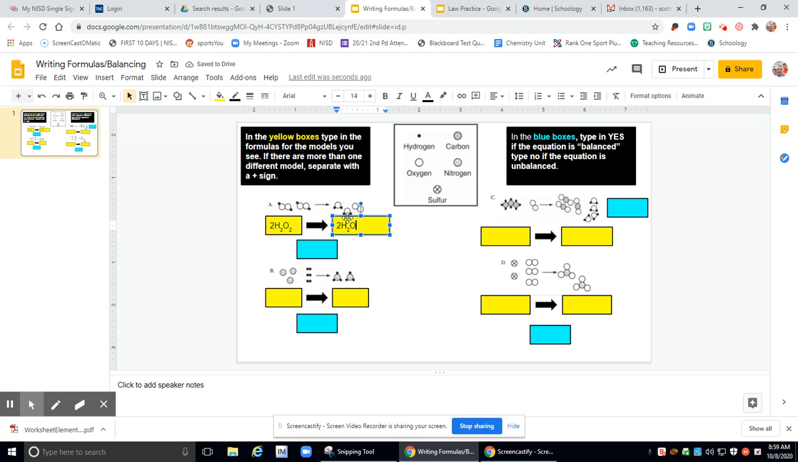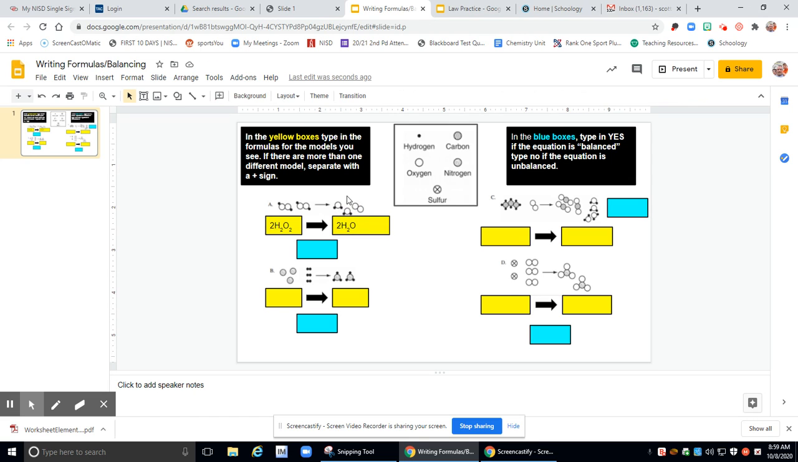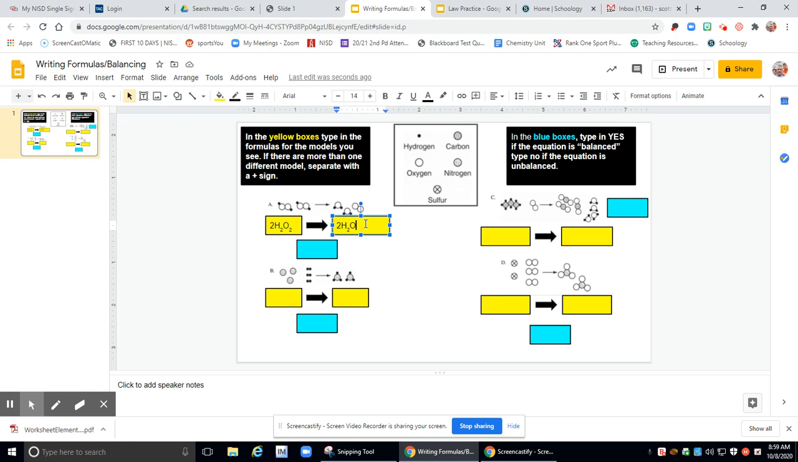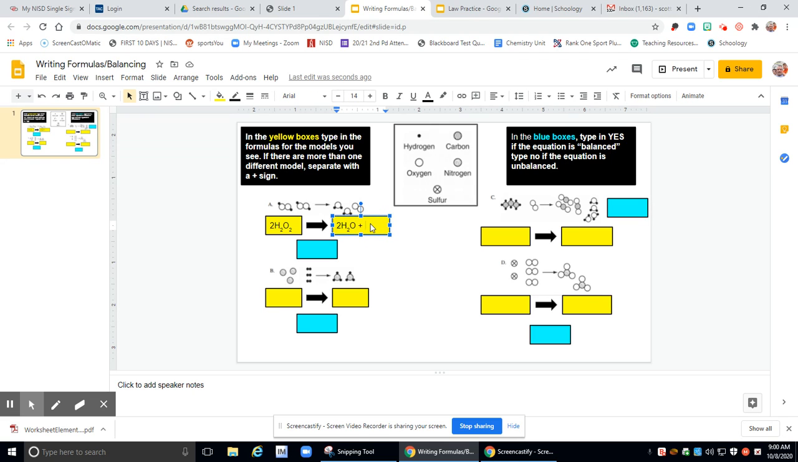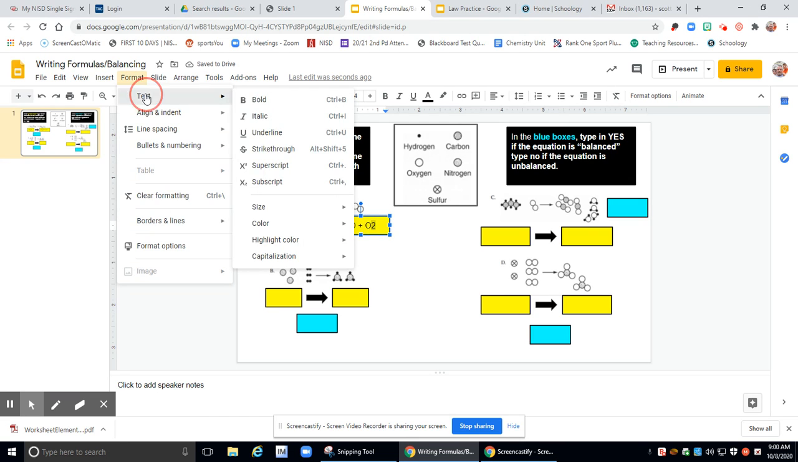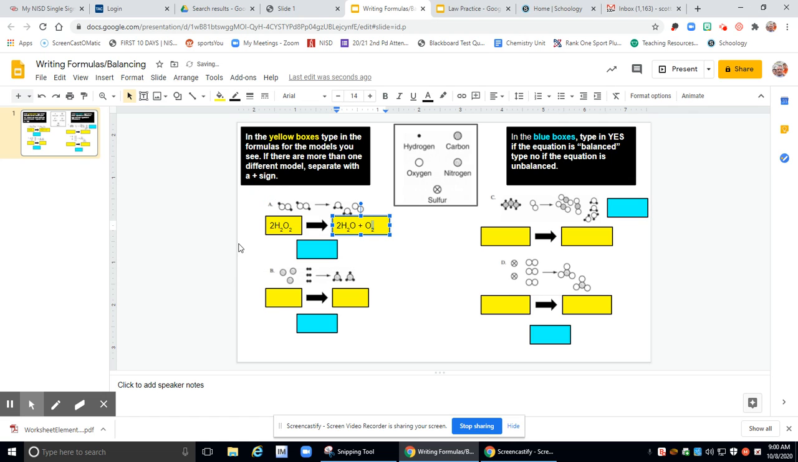Okay. Now, because this is different from this right here, we're going to separate it with a plus sign, okay? So here, we're going to put a plus sign, and then here, we're going to identify what this is. This is oxygen right here, and it's bonded together, so that's a molecule of oxygen. So here we would type in capital O2, and then again, highlight the two, Format, Text, and then Subscripts.